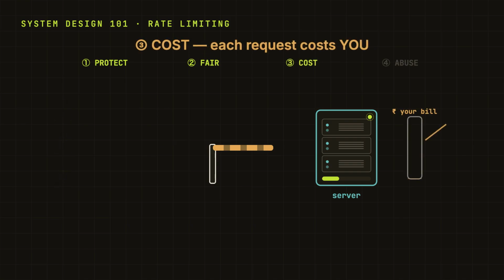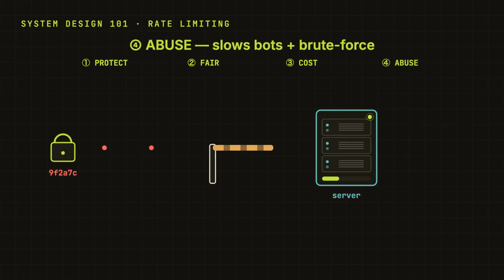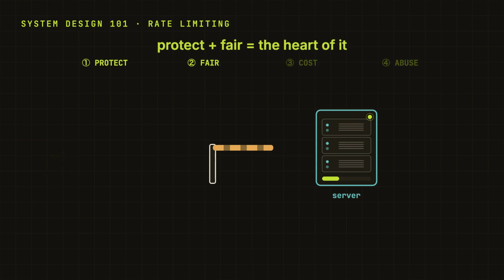And then two more that really add up. Cost. If each request costs you money, say it hits a database or some paid API, then a runaway caller is running up your bill. And a limit caps that. And abuse. It slows down bots, scraping, and people trying to brute force a login by guessing a million passwords. So protect the thing. Keep it fair. That is the heart of why.